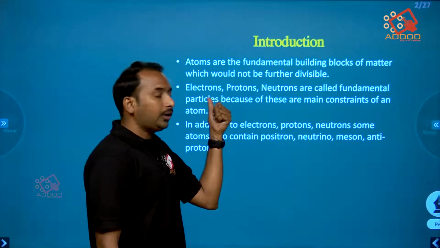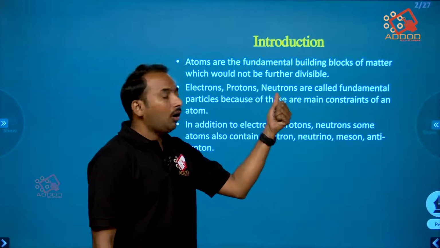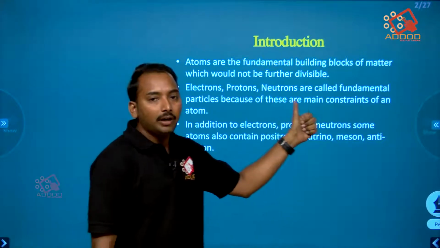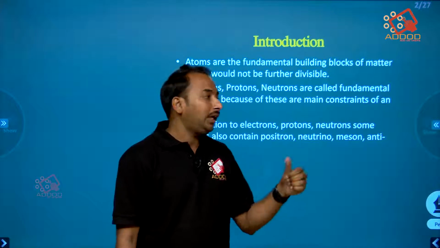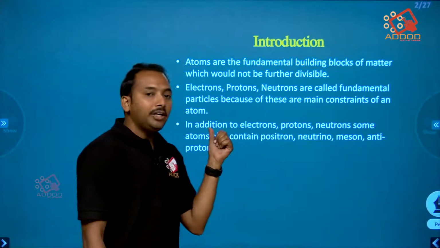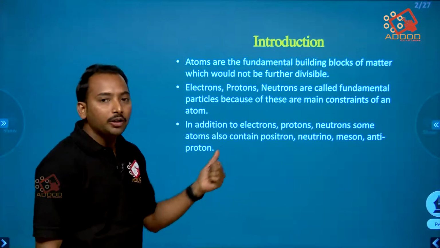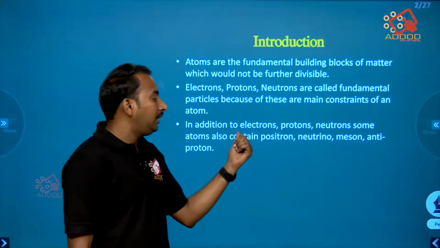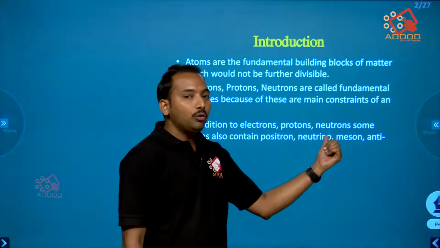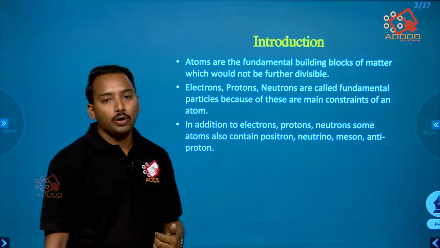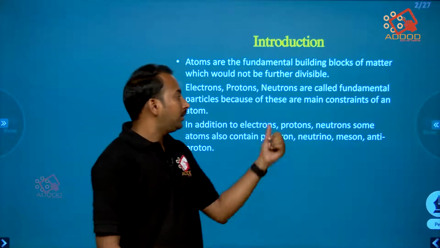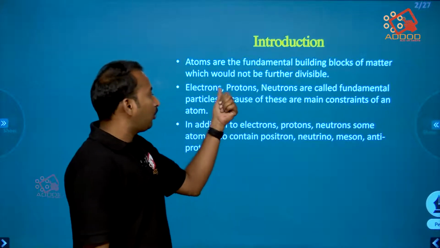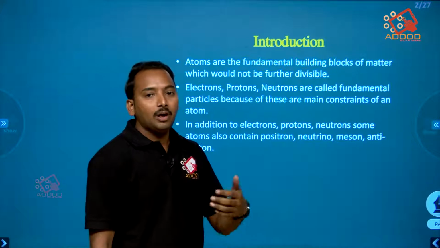What are they? Electron, proton and neutron are called the fundamental particles because these three particles are the main constituents of the atom. In addition to the electron, proton and neutron, some atoms also have the positron, neutrino, meson and antiprotons. Next we go into the details of the characteristics of the electron, proton and neutron subatomic particles.